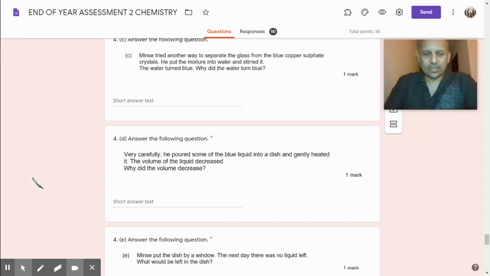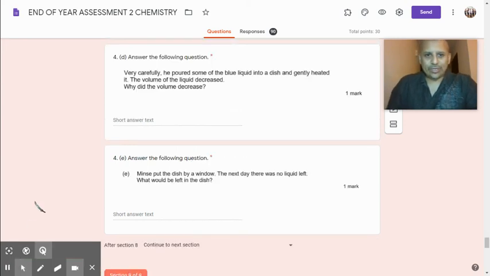Minsay put the mixture into water and stirred it. The water turned blue because the blue copper sulfate dissolved, and that was the key thing. You couldn't just say the blue color went into the solution. You actually had to have a distinction between it just mixing with the water and dissolving. It actually dissolves the particles, the oppositely charged ions of copper sulfate. The copper splits up from the sulfate and it dissolves in the actual liquid water. So you had to say that solution forms or it dissolves.